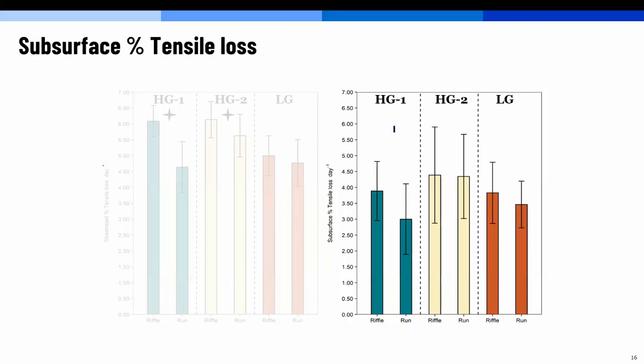So focusing on the subsurface, again, we have our 3 reaches divided by groundwater input and further subdivided on the x-axis into our 2 habitats with subsurface percent tensile loss on the y-axis. We found that groundwater input in the reach was driving differences in percent tensile loss with no effect of habitat. This is in line with past work where conditions in the hyporheic zone were the primary driver of substrate tensile loss. Here, our high groundwater reach 2 had significantly faster rates than high groundwater reach 1 and our low groundwater reach, again, significance denoted by this star. And this is likely due to differences in the hyporheic exchange of dissolved oxygen, nutrients, and chemical constituents.